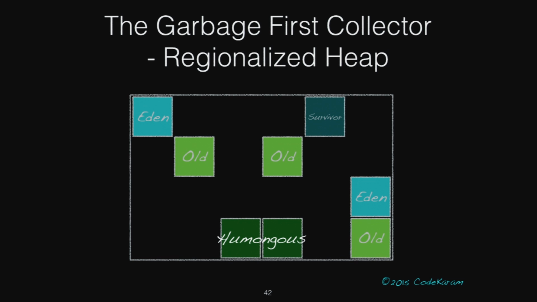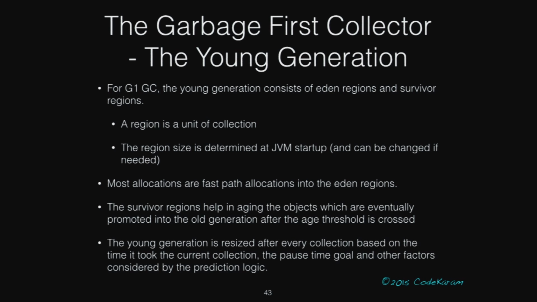Okay, so let's move on to the young generation collection in G1. A region is a unit of collection in G1. The young generation consists of Eden regions and Survivor regions, and the size of the region is determined at JVM startup. You can, of course, always change it on the command line as well.